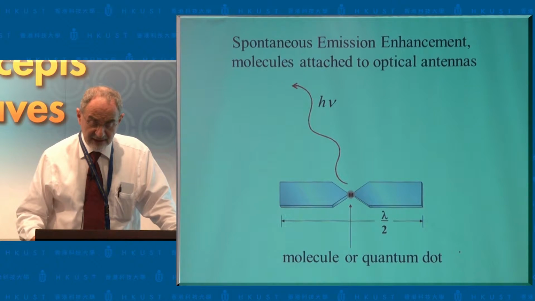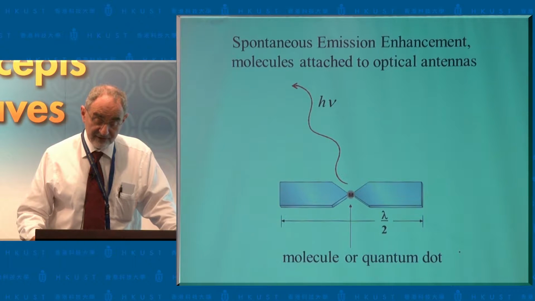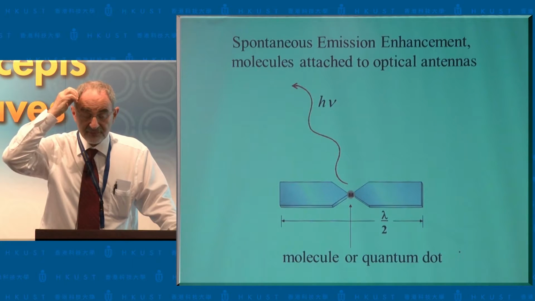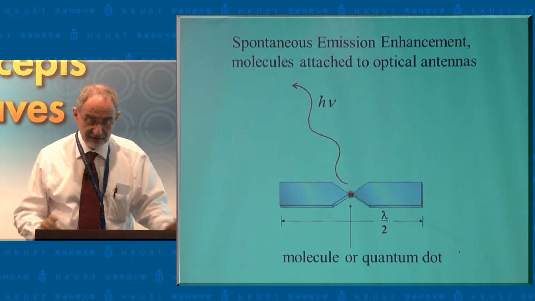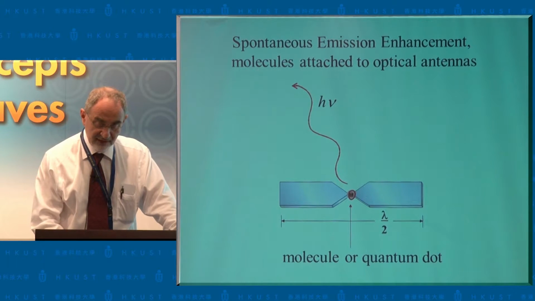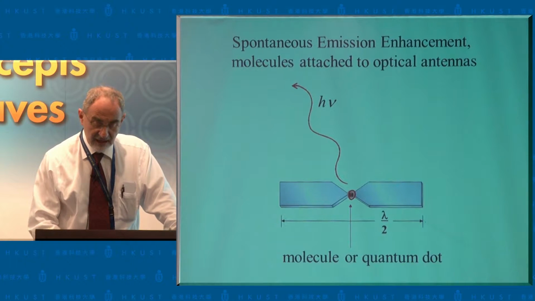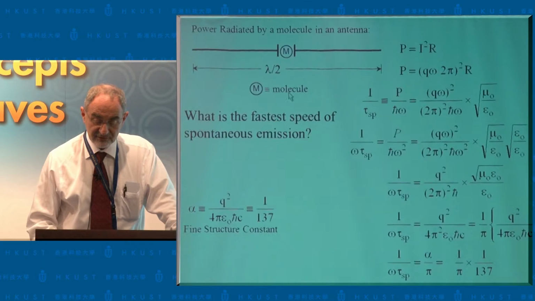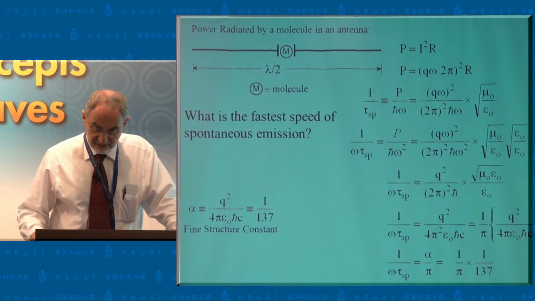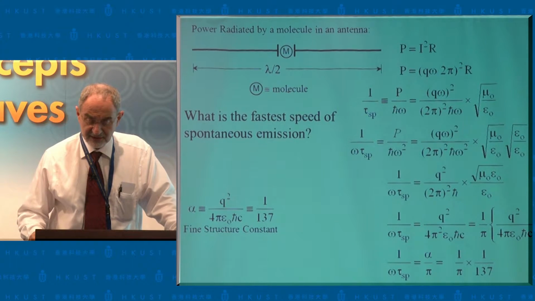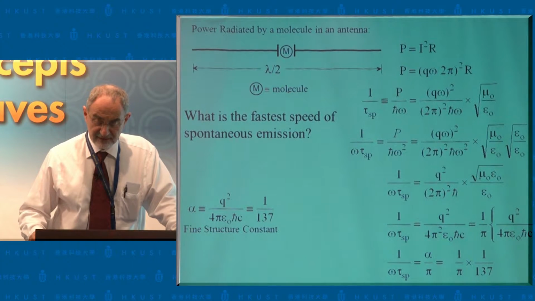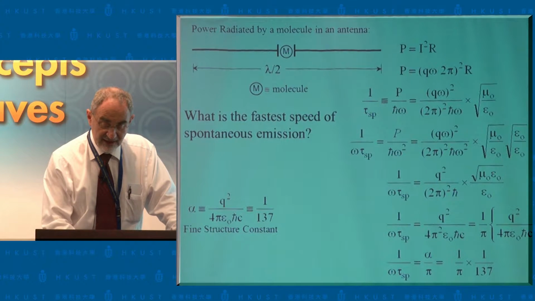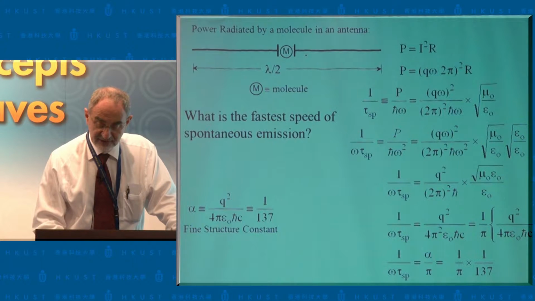Now, I'd like to emphasize one of the most important properties that has me excited: the possibility of increasing the rate of spontaneous emission. If I put an atom or a molecule and surround it with an optical antenna, I believe I should be able to increase the spontaneous emission rate by many, many orders of magnitude. I have here a calculation, not exactly a back of the envelope calculation, but a back of the PowerPoint calculation, anticipating the fastest rate of spontaneous emission.